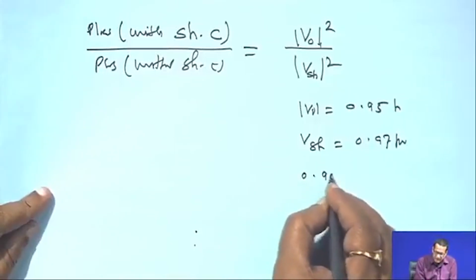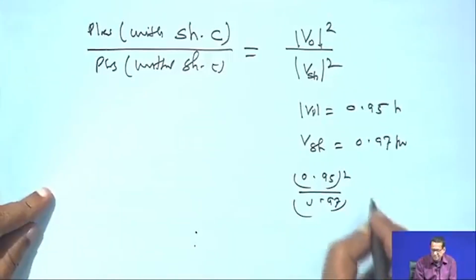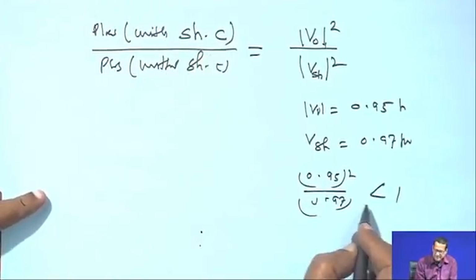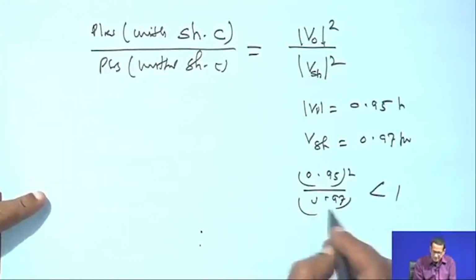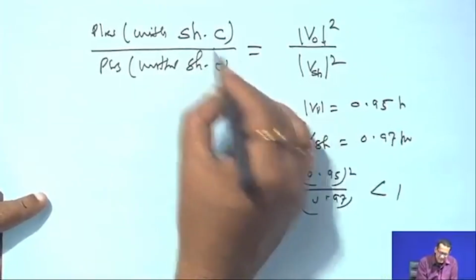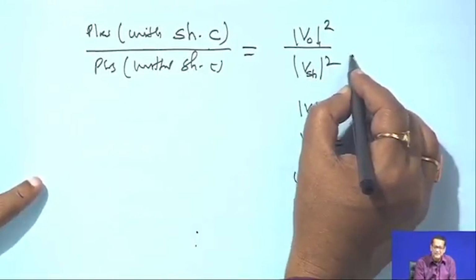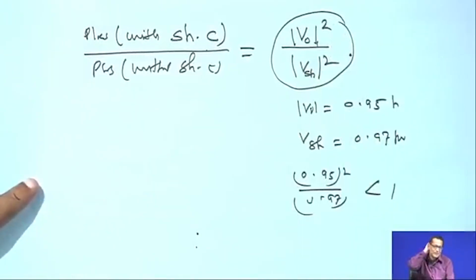Therefore, 0.95 squared by 0.97 squared will be less than 1, right. That means P loss is less than 1, so some value like 0.9-something will come. So, in that case, due to the shunt capacitor, the voltage improves and the power loss is also reduced to some extent, because this term is less than 1.